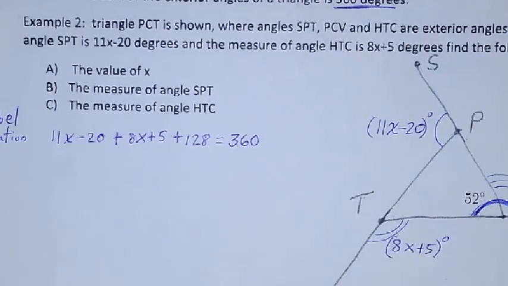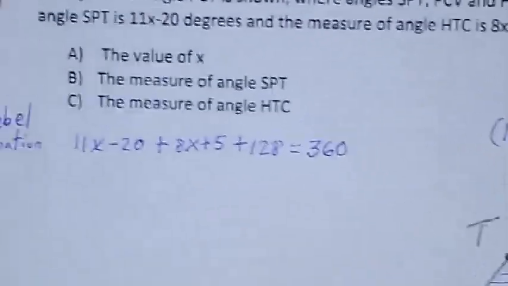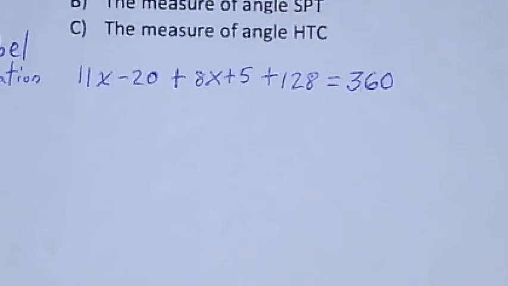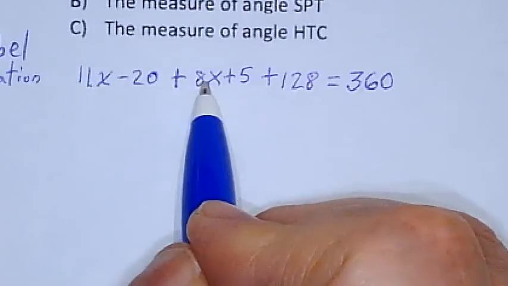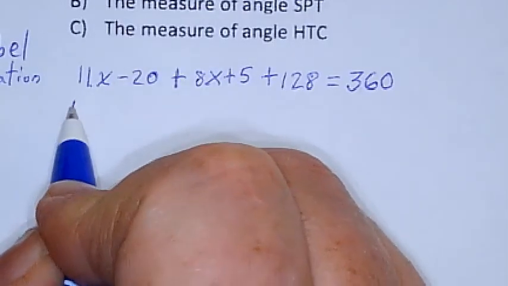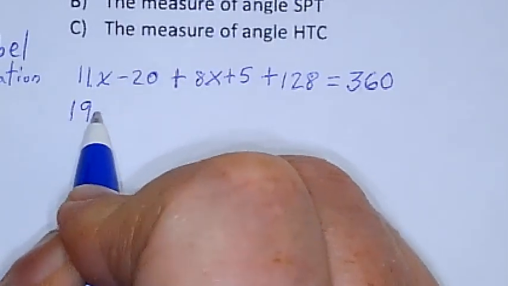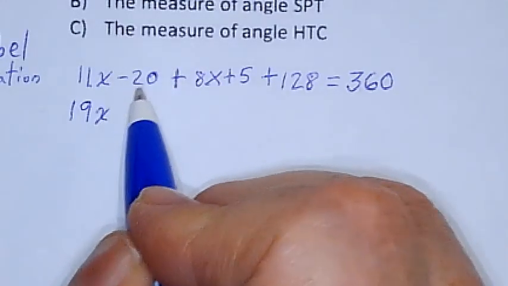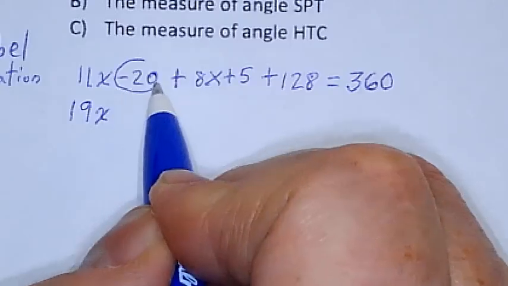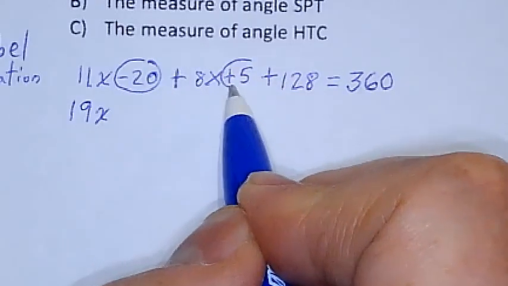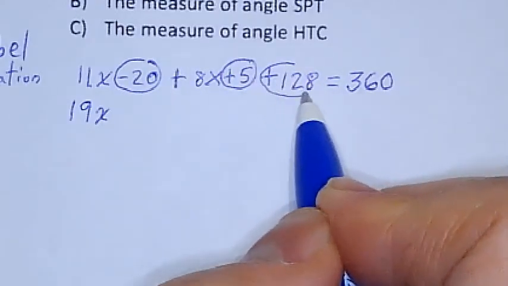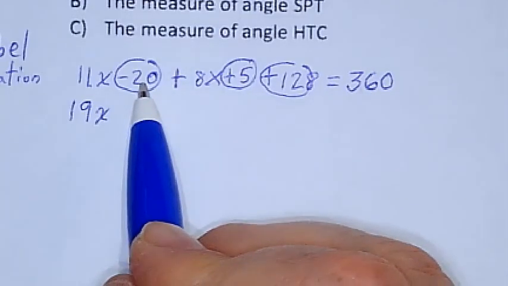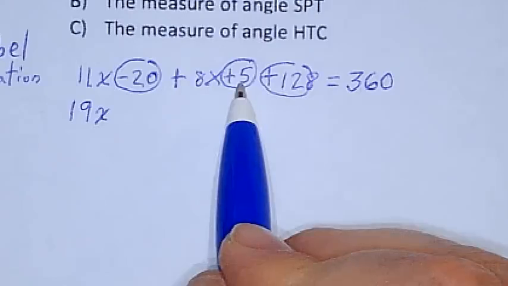Let's just solve that and add up the x terms. There's 11x's here and 8x's here, so altogether that makes what? 19x's. Now when you add the constant terms, here's a constant term, there's a constant term, and there's a constant term. That's like saying negative 20 plus 5 plus 128.